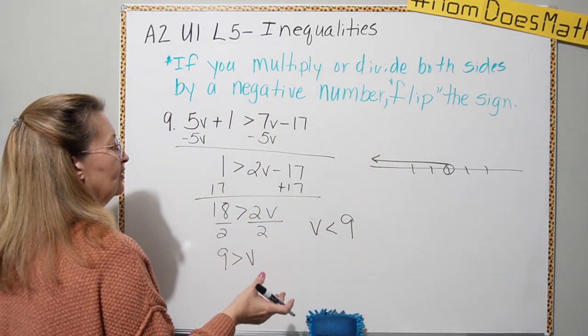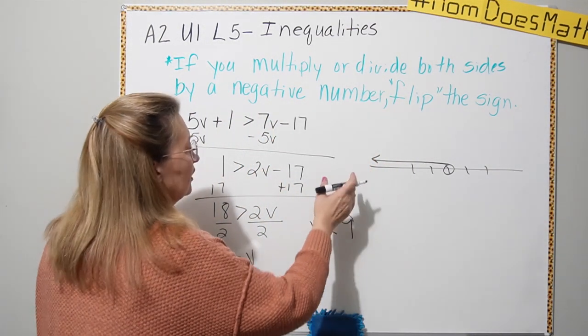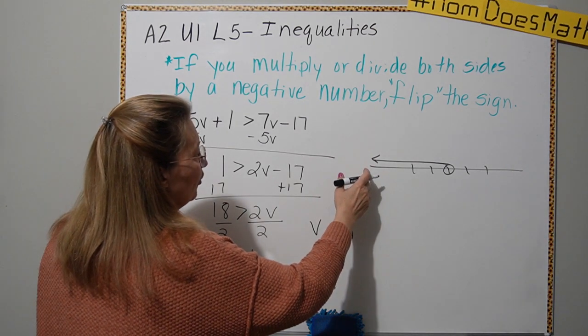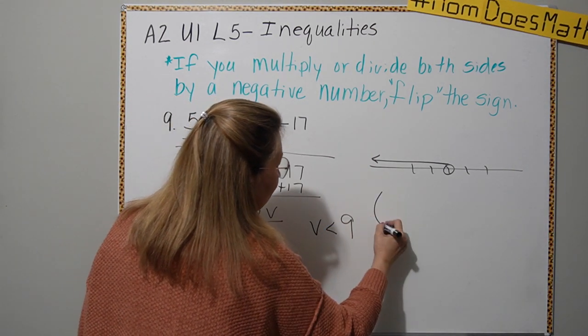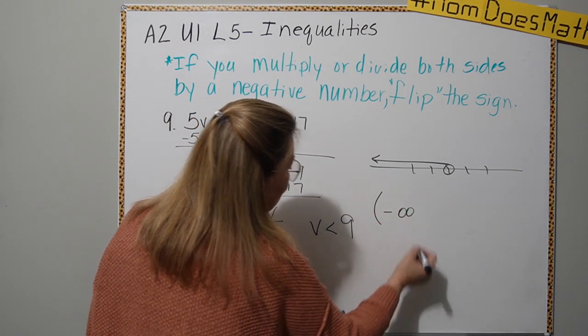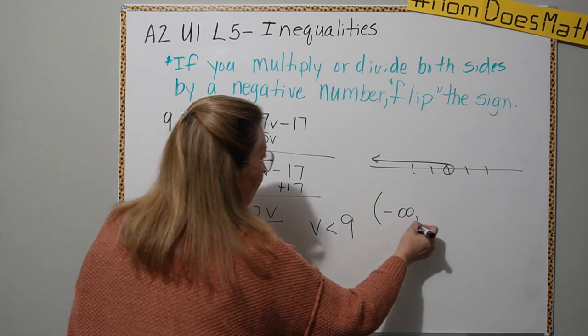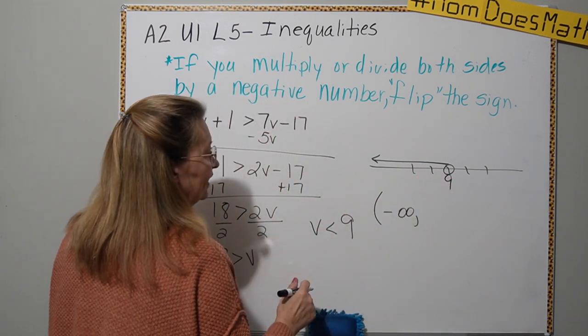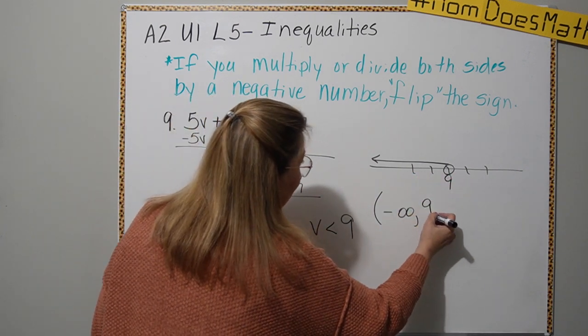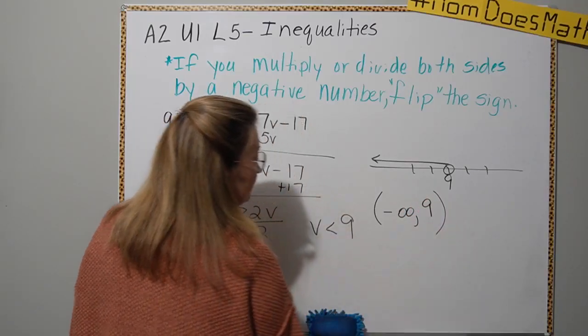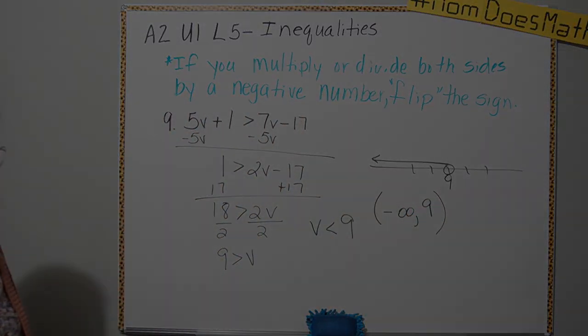Now, to put this in interval notation, look at the very left-hand part of your graph. What is that? Well, it's negative infinity, and infinity always has the parenthesis. All right, what is down here at the right-hand end? It's a 9, and since it's an open dot, it's also a parenthesis.